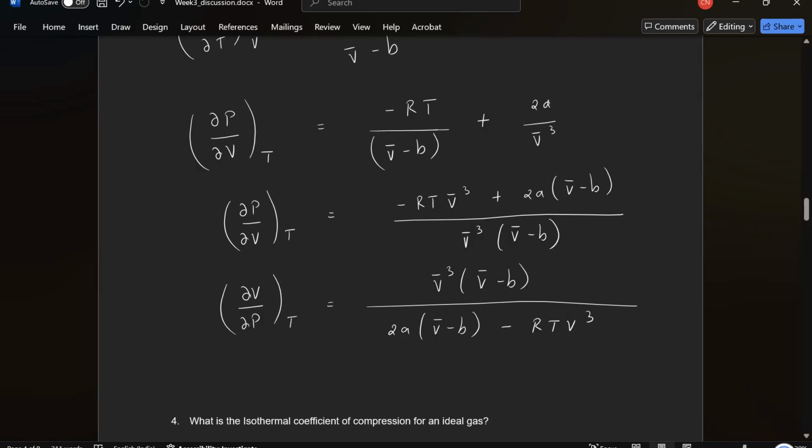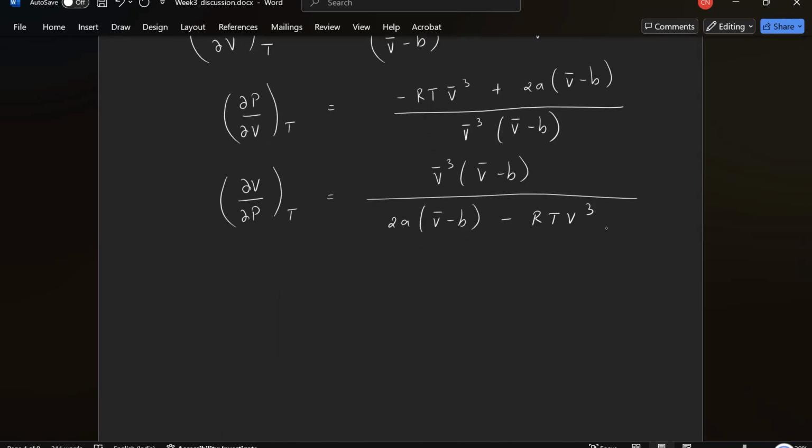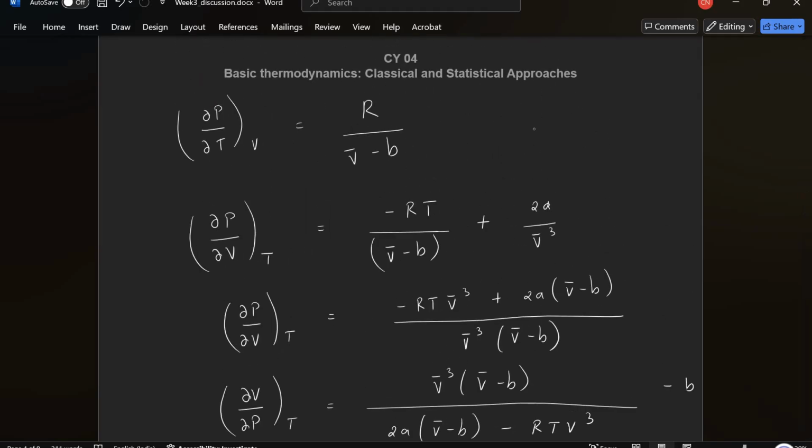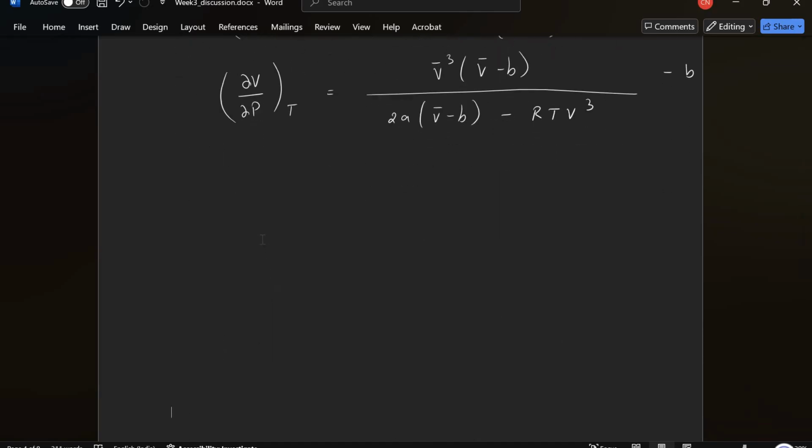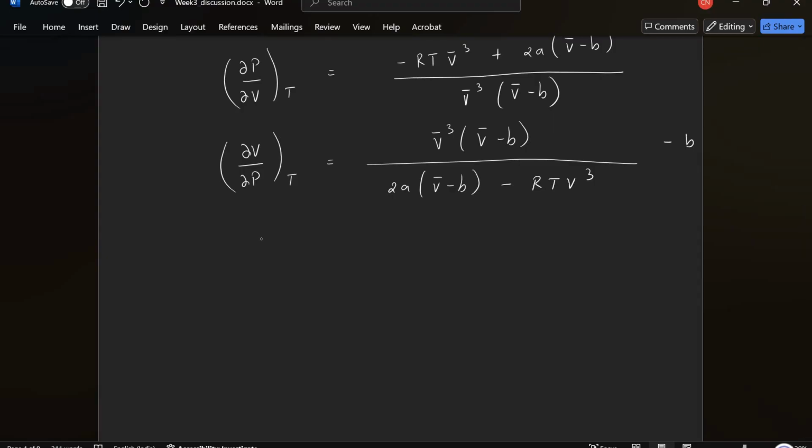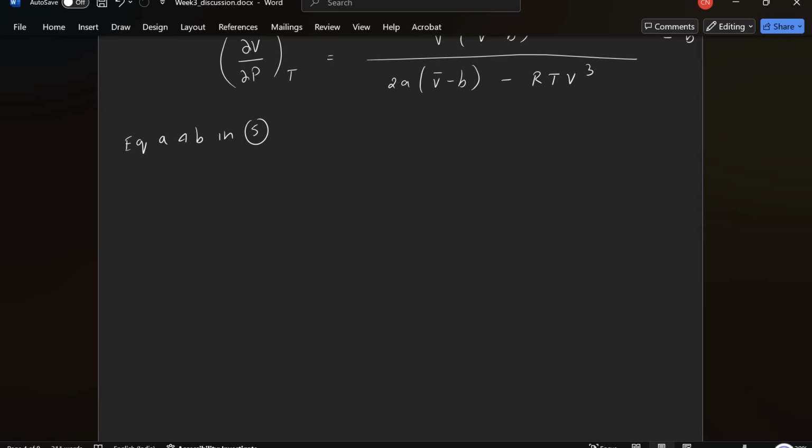All right. So now we have this term. We have both the required terms. Let's keep this as B, and this I'll keep as A. So now I'll substitute equation A and B, and equation 5. When we substitute that, what we get is del H by del P at constant temperature, of course.